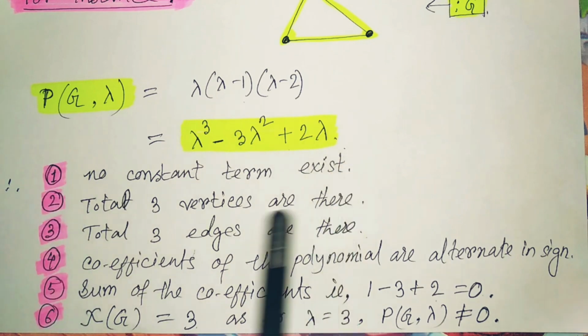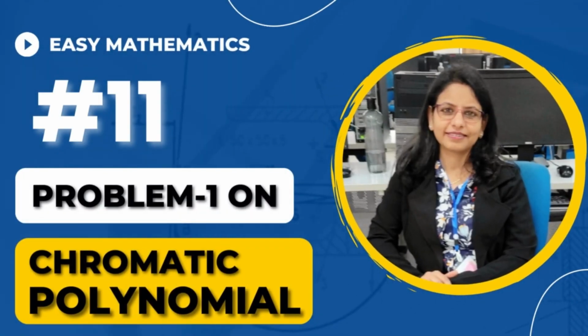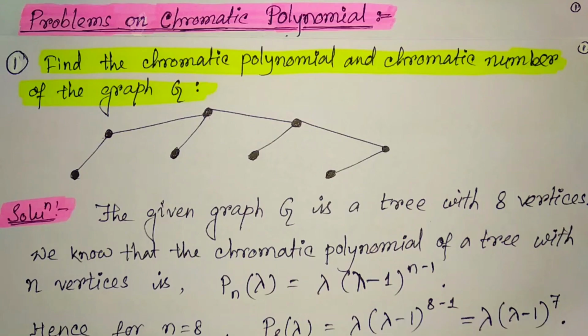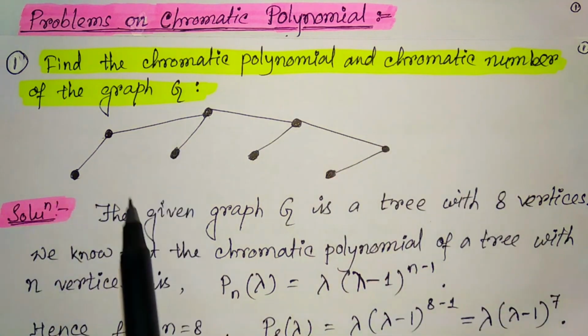So, if we have the chromatic polynomial for a graph, then we can analyze all those things from the chromatic polynomial only for a given graph. Now it is the time for solving the problems on chromatic polynomial. So the first problem is, find the chromatic polynomial and chromatic number of the given graph G.